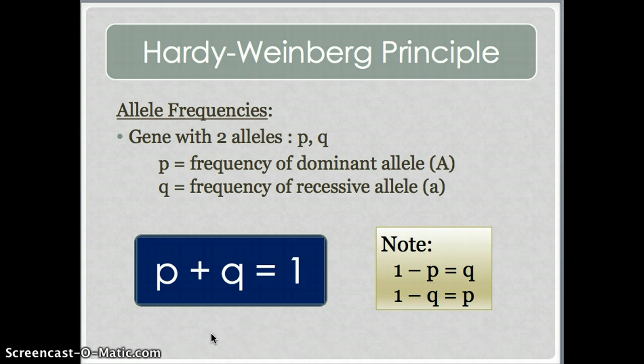And if that's true, then for those of you who are very good at math and love math, we can also derive the other 2 equations. When we subtract the frequency of the dominant allele or the recessive allele from 1, we'll get q and p respectively. So that also makes sense algebraically.